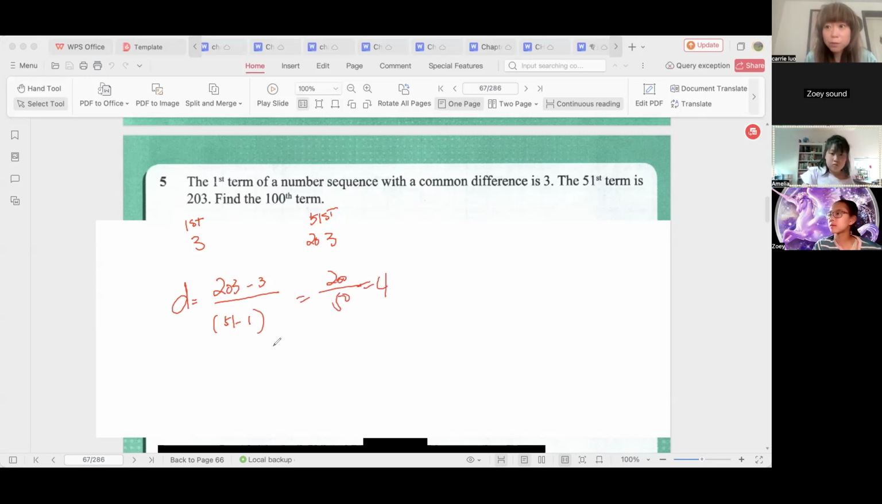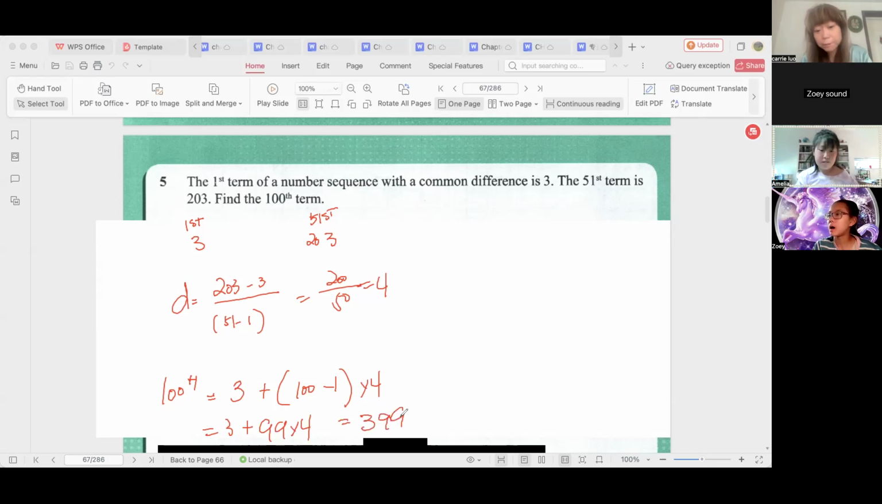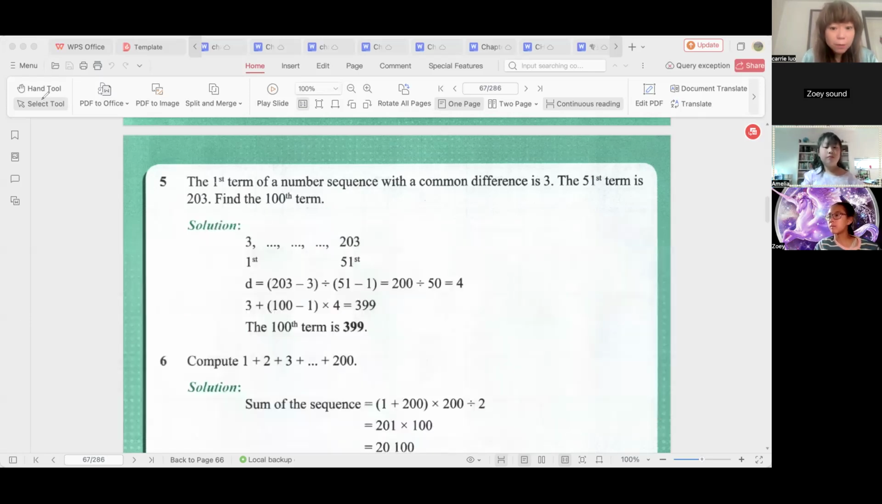Find the 100th term. So the 100th term equals the first one plus 100 minus 1 times 4, equals 3 plus 99 times 4 equals 399. Get it? Okay, so let's move forward.